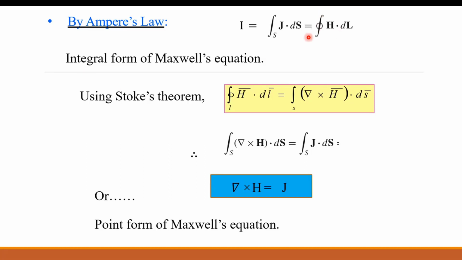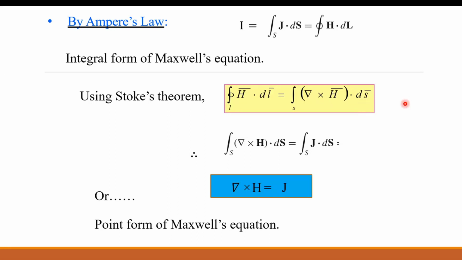Now here again we are finding that there is a line integration. So can we convert line integration into surface integration? Yes, we can apply Stokes theorem. What is Stokes theorem? Closed line integration of H bar dot dl bar. This is real Stokes theorem applied to magnetic field intensity, right? So closed integration of H bar dot dl bar is equal to surface integration of del cross H bar dot ds bar, right? So from first equation, this equation and this second equation, what we can conclude?